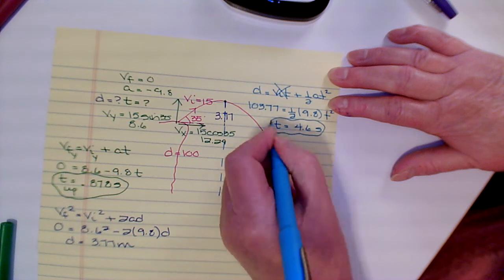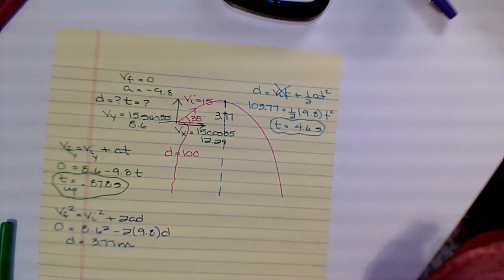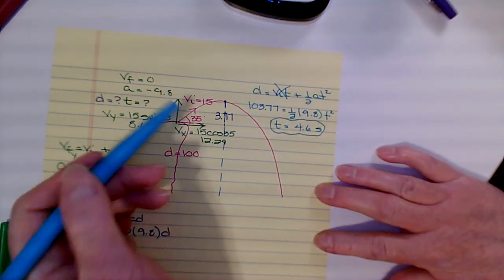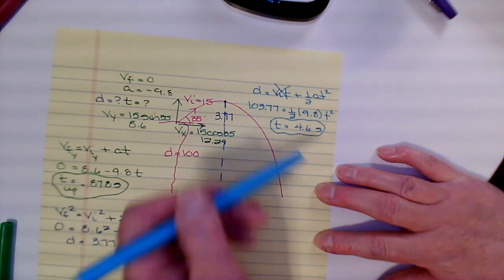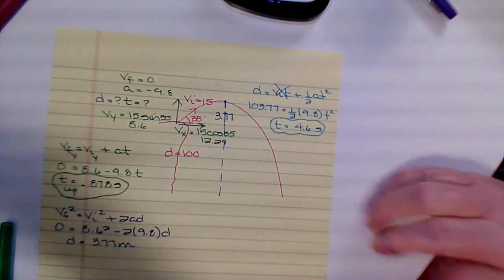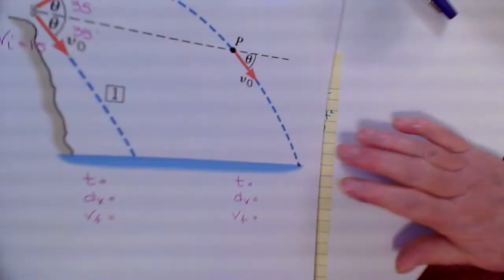So we'll circle that. But we need to know the total time that it's in the air. So I'm going to have to take the up time and the down time and add that together, and that would give me my total time.